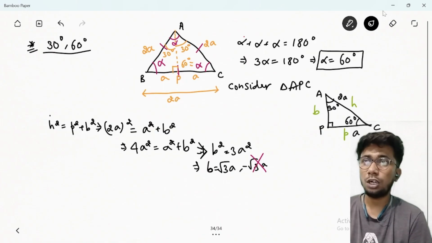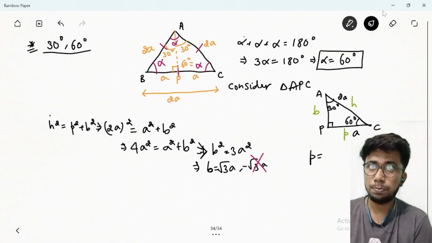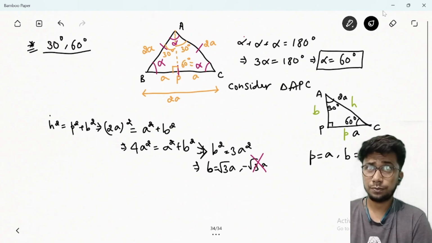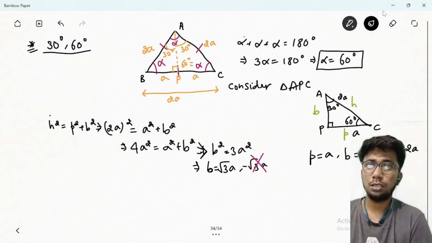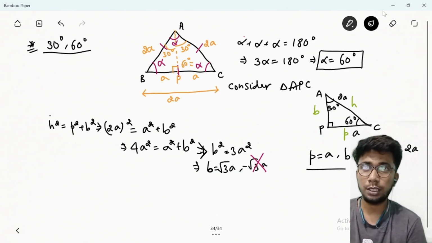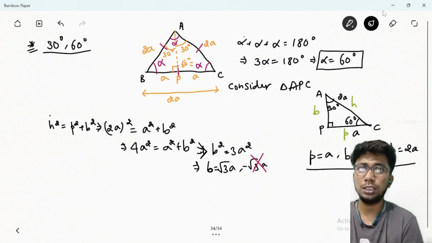So what we finally got? We got p is a, b is root 3a, and h is 2a. Now let us calculate the value of the trigonometric ratios for 30 degrees based on these values.